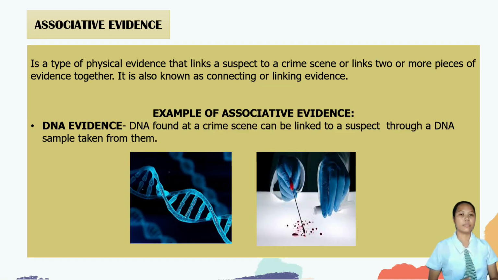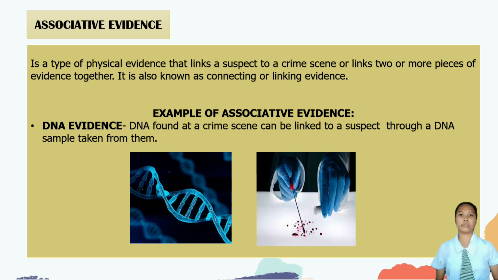Associative evidence. Associative evidence is a type of physical evidence that links a suspect to a crime scene or links two or more pieces of evidence together. It is also known as connecting or linking evidence. Associative evidence does not necessarily prove that a suspect committed a crime, but it can help to build a stronger case against them by providing additional support for other types of evidence.